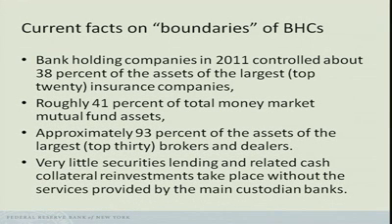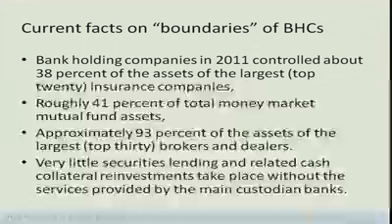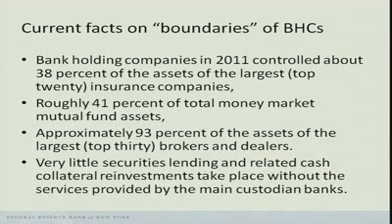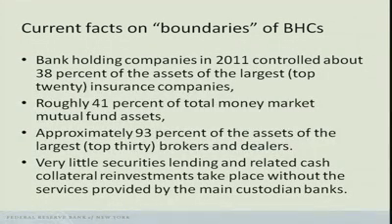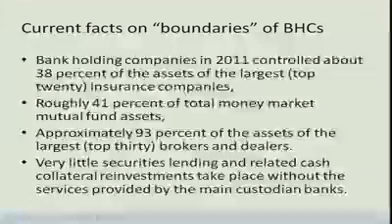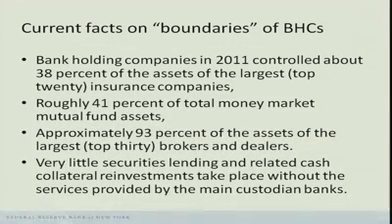Bank holding companies in 2011 control about 38% of the assets of the largest insurance companies, for instance. Roughly 41% of total money market mutual fund assets. And approximately 93% of the assets of the largest brokers and dealers. These are all entities that you hear about all the time when there is conversation about shadow banking, right? And so I think that's an interesting stylized fact.